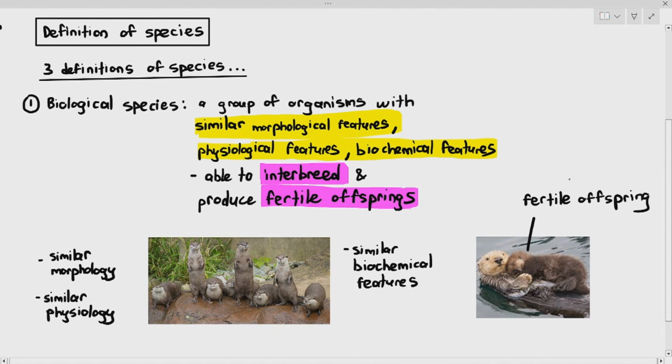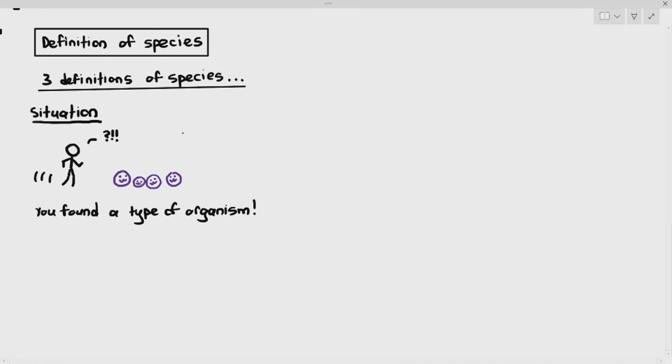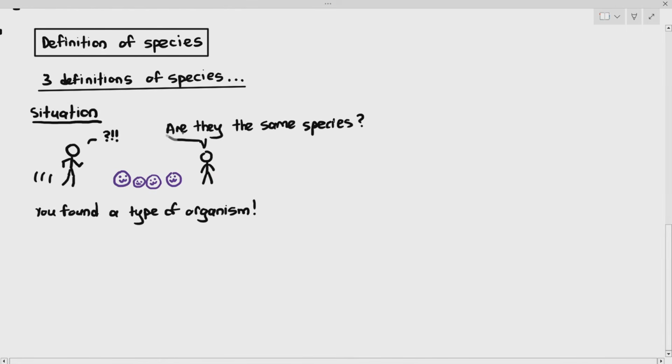The second definition of species. Now, before we see the second definition of species, we must give ourselves a situation. Now, imagine a situation where you are a person who studies animals and you accidentally discovered a new type of organism, and they are all within one population. You've never seen this organism before. Now, maybe this population was separated. They were on a deserted island, and due to speciation, you found this new group of organisms, so to speak. So now the question is, are all these organisms within the group the same species? That's what we want to know.